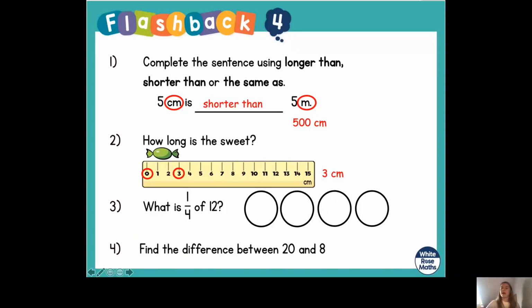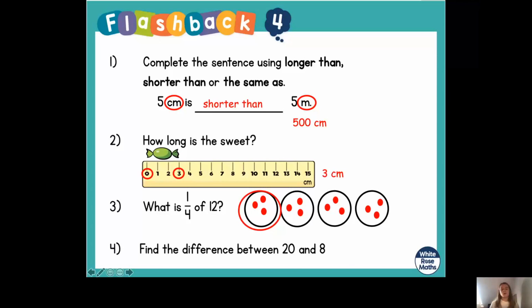So you count with me as I split them into the groups. So we've got 1, 2, 3, 4, 5, 6, 7, 8, 9, 10, 11, 12. So there we go. I've split my 12 into 4 groups. Now, let's have a look at the numerator to find out how many groups we need to count. Well, we can see that the numerator is 1. So therefore, we only need to count 1 group. Now, how many are there in 1 group? Well, we can see that there are 3 in 1 group. So therefore, 1/4 of 12 is 3.